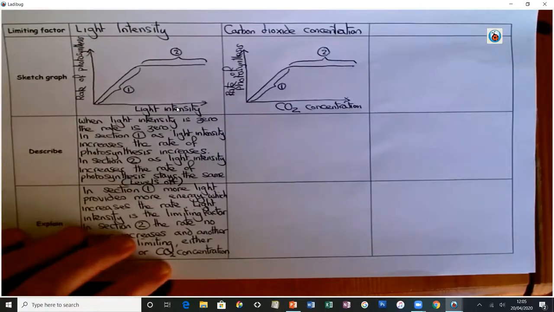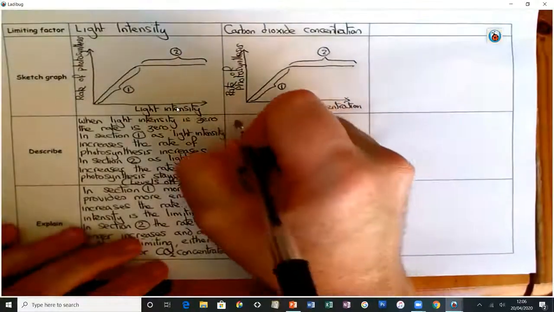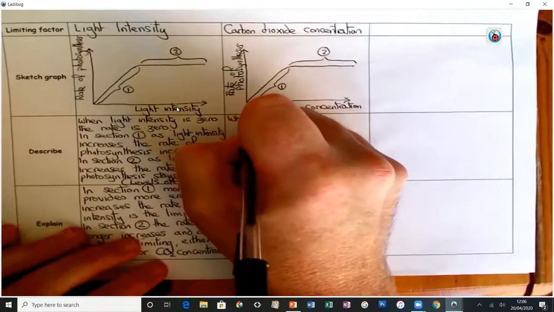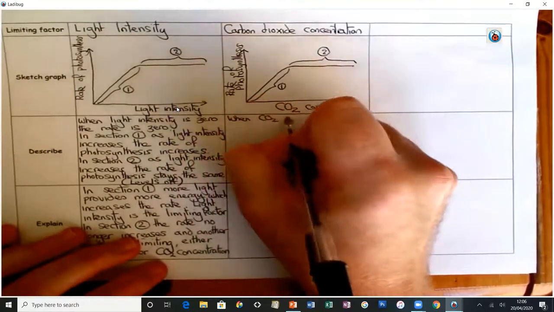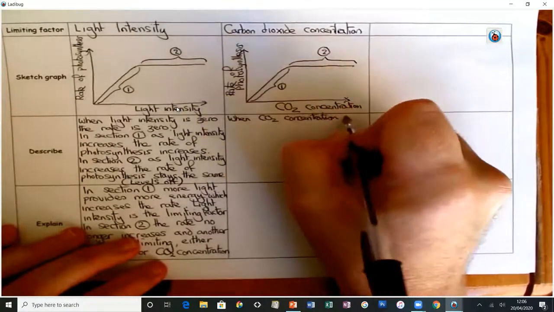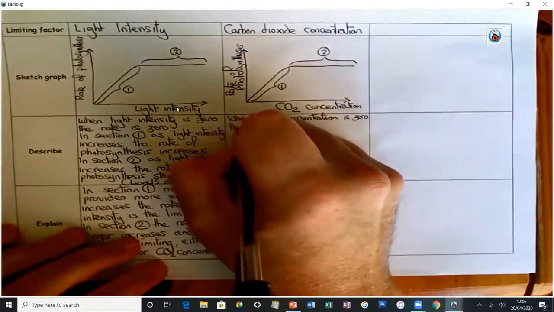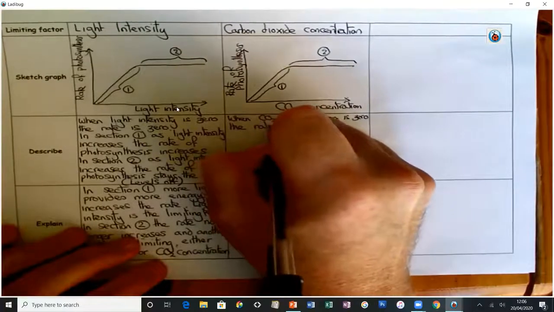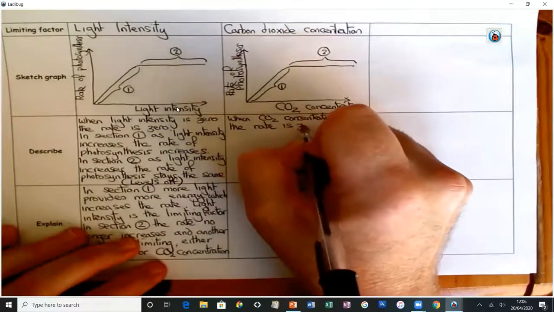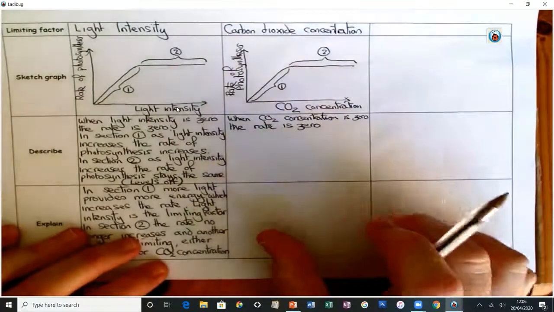So let's describe what it shows. And again, it's going to be along the lines of light intensity, but for carbon dioxide concentration. So when carbon dioxide concentration is 0, the rate of photosynthesis is 0. I'm just going to write rate, but I mean rate of photosynthesis, so remember that. Let's have a look at the different sections then.